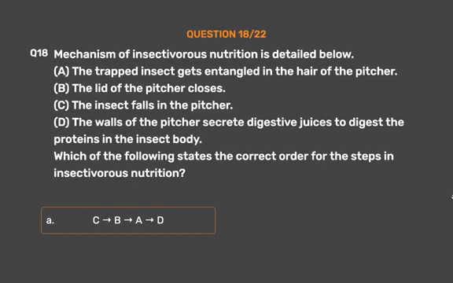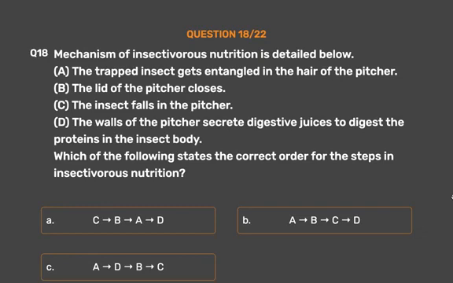Option A. C, B, A, D. Option B. A, B, C, D. Option C. A, D, B, C. Option D. B, A, C, D.